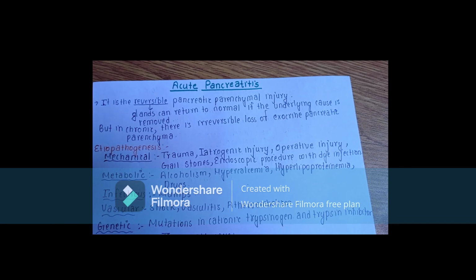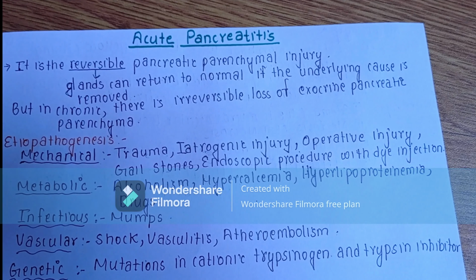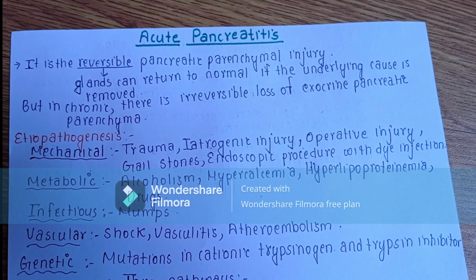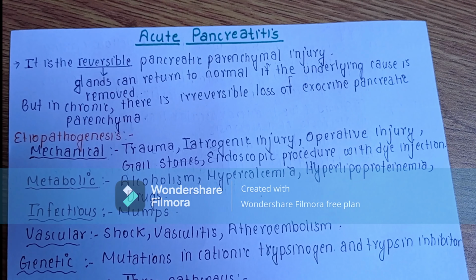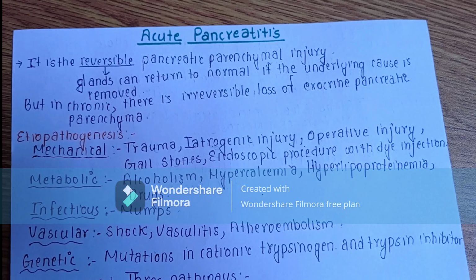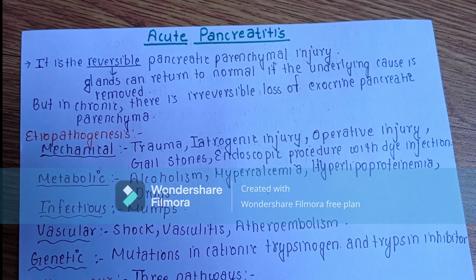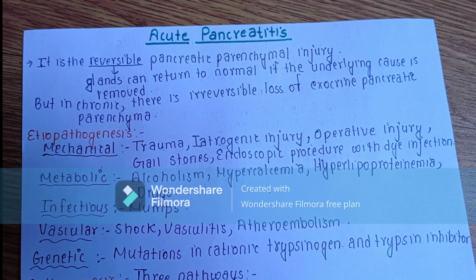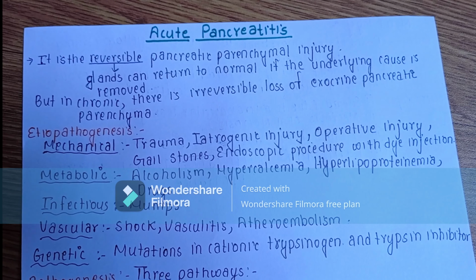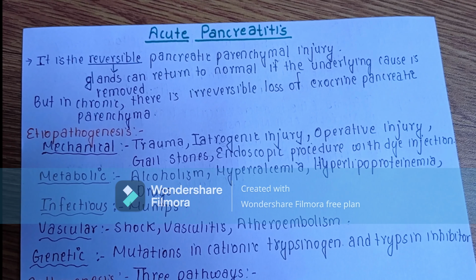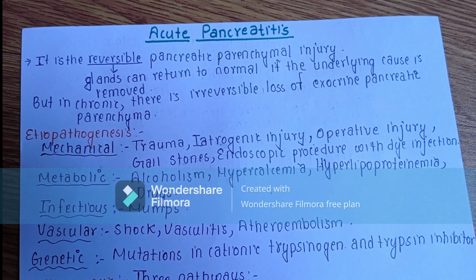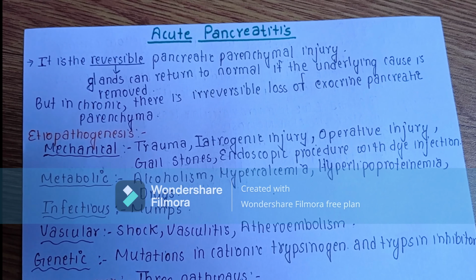Hello everyone, let us discuss acute pancreatitis today. As the name says, pancreatitis means inflammation of the pancreatic parenchyma. It is a reversible pancreatic parenchymal injury. Reversible means the gland can return to normal if the underlying cause is removed. But in the chronic condition, there is irreversible loss of exocrine pancreatic parenchyma. That means the gland cannot function as it used to even after the underlying cause is removed.